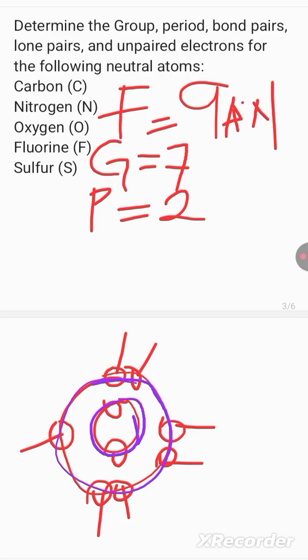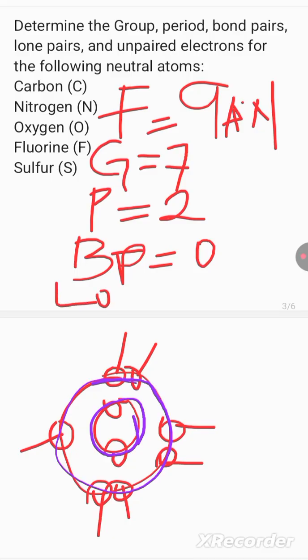So after the period, we have the bond pair. The bond pair will always be 0 for any neutral atom. Bond pair will be 0. So the lone pair now, it is lone pair.